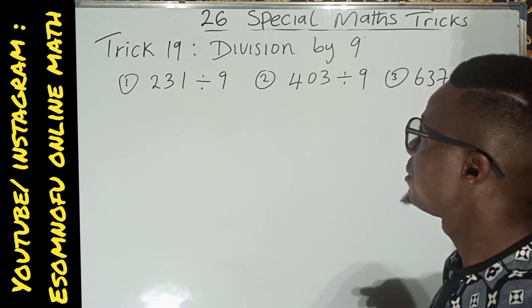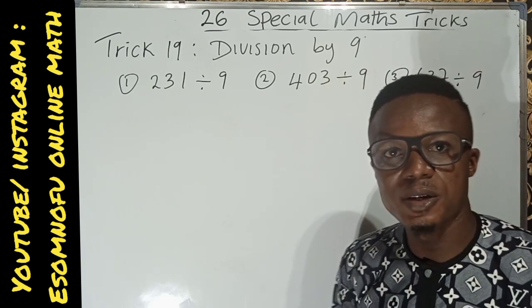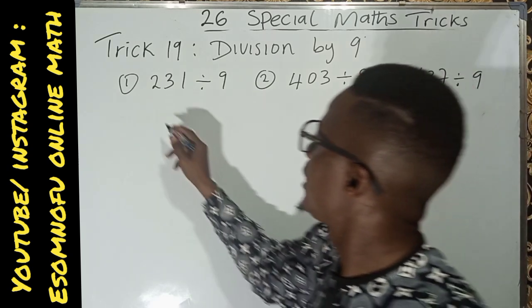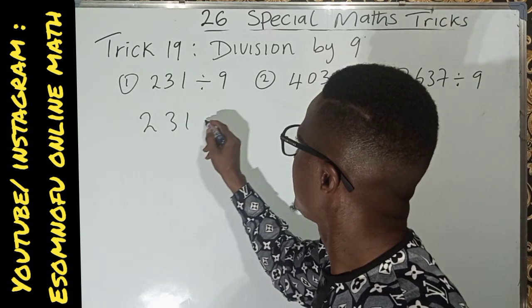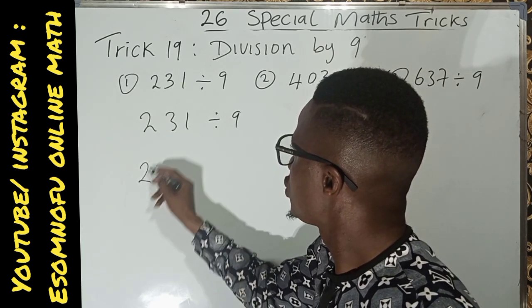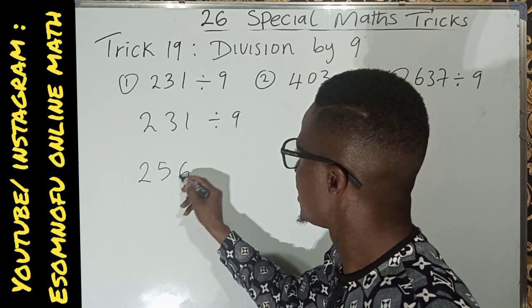Alright, we are now in trick number 19, and we call it division by 9. You can actually divide any number by 9 without waste of time. So you have 231 divided by 9. Just bring down your 2. 2 plus 3 is 5. 5 plus 1 is 6.